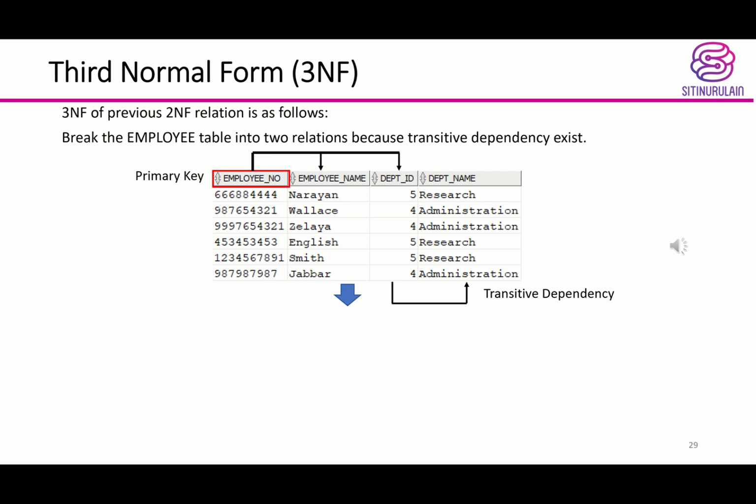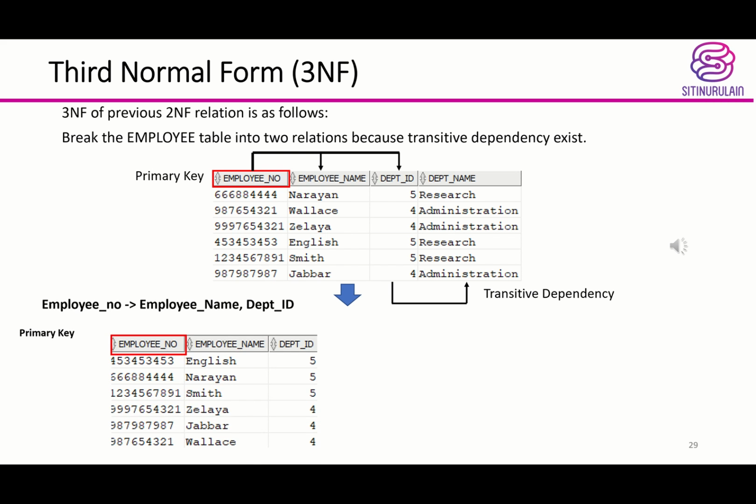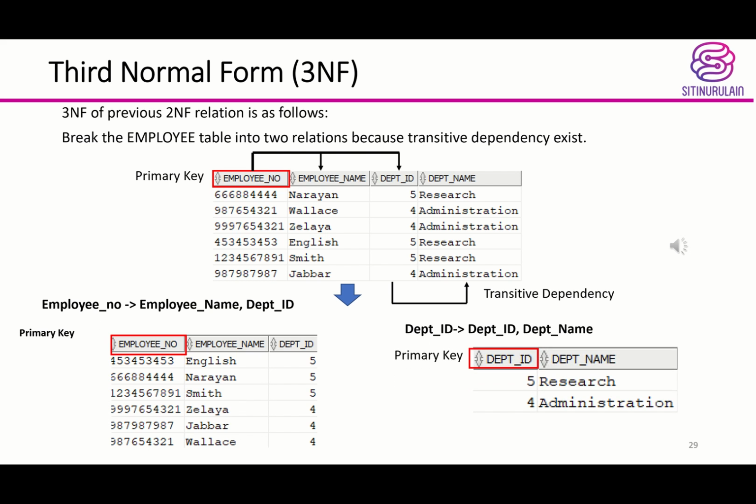Break the employee table into two relations because a transitive dependency exists, where department_name depends on department_ID. The first relation is employee_no determines employee_name, department_ID. The second relation is department_ID determines department_ID, department_name.